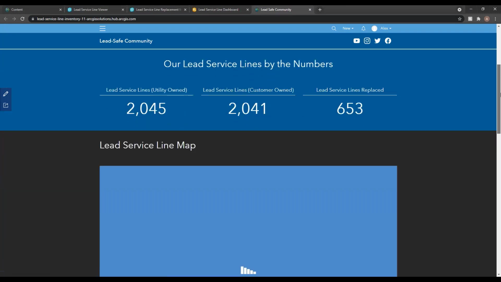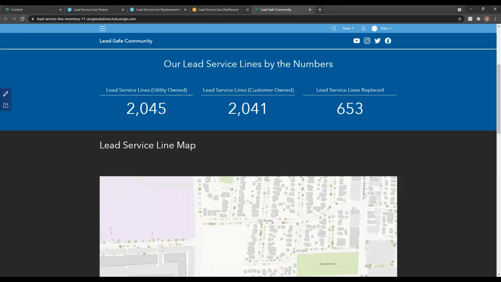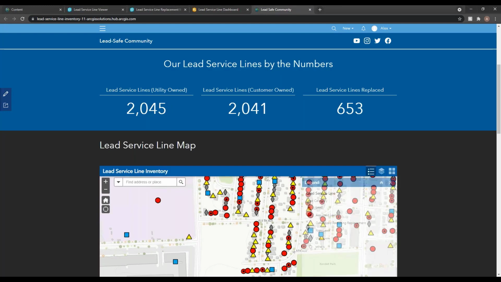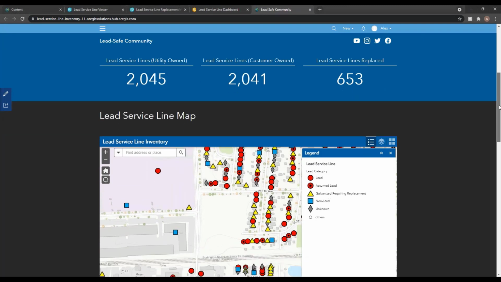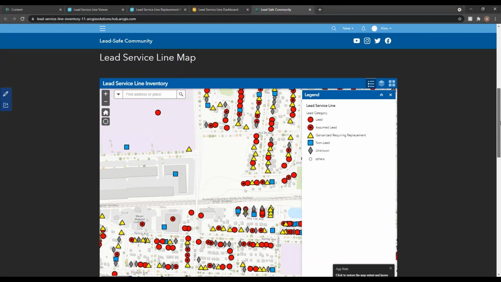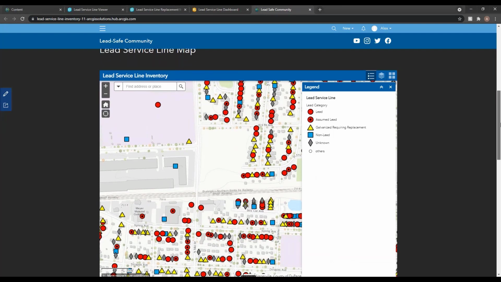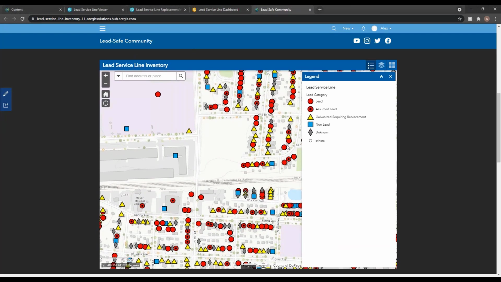So out of the box, it's going to come with accounts for the utility side lead service lines, account for the customer side lead service lines, as well as the total number of replaced lead service lines. It also includes that public-facing map that Howard mentioned. And we've also simplified the symbology. So it's not using the multi-attribute symbology, which can be a little bit confusing for the public. We've simplified it to use single symbology.